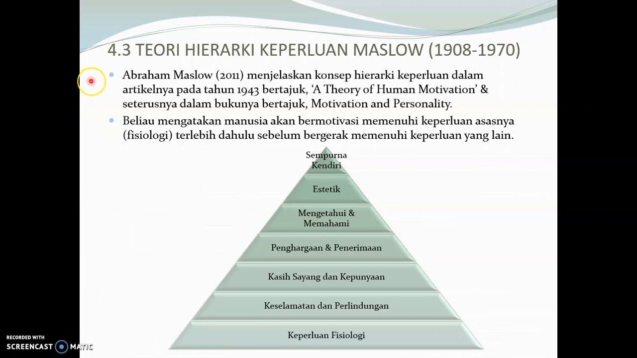He said a theory of human motivation, seterusnya dalam bukunya Motivation and Personality. If we see his theory is actually basically humans ataupun manusia akan memenuhi keperluan asasnya terlebih dahulu berbanding dengan apa-apa keperluan lain. So basically keperluan physiology. So keperluan physiology is actually asas, the basic needs for the human. Then lepas itu dia akan pergi kepada keselamatan dan perlindungan. Then they will go for kasih sayang dan kepunyaan, and they will go for penghargaan dan penerimaan.